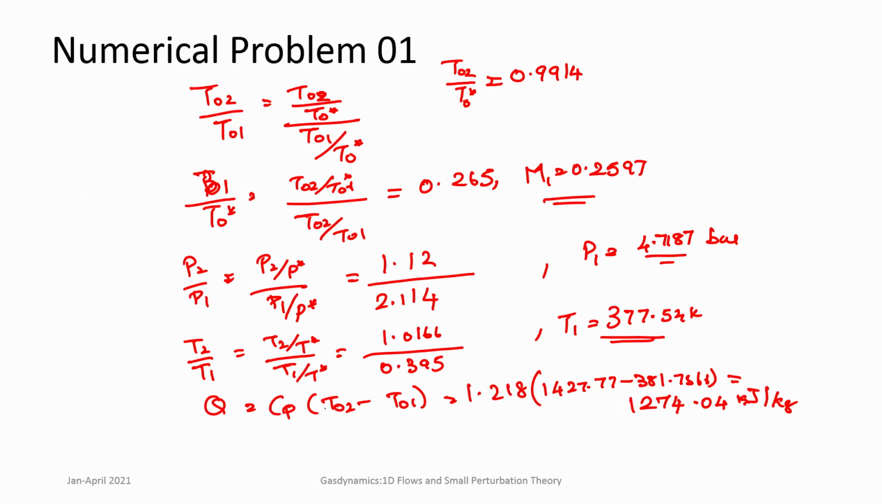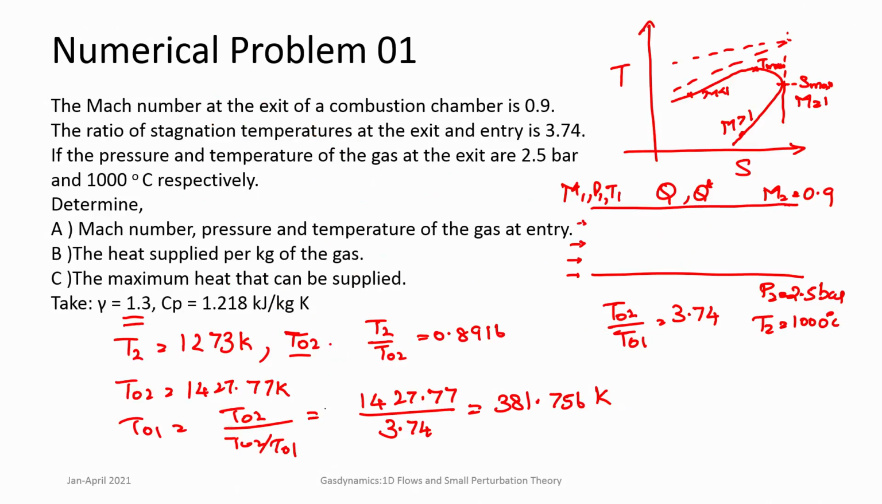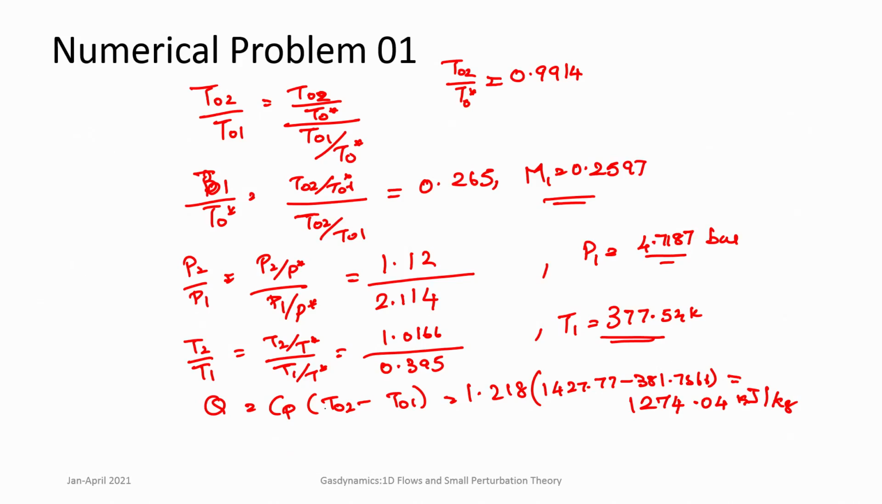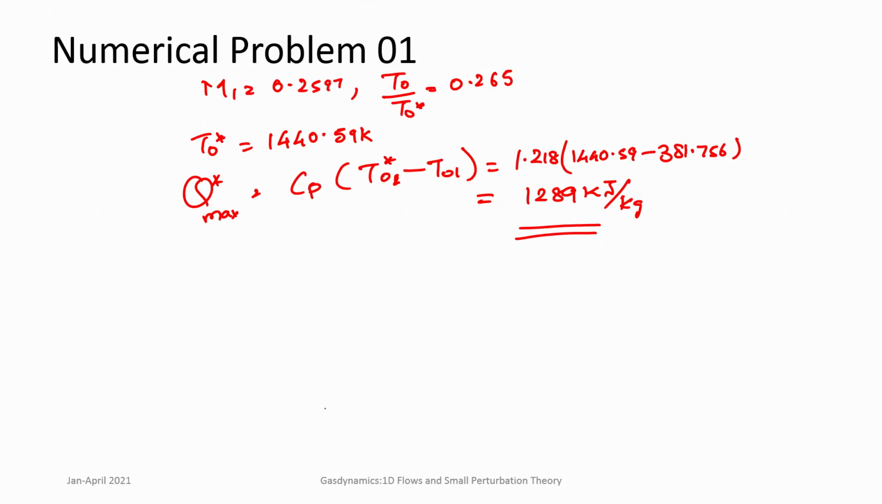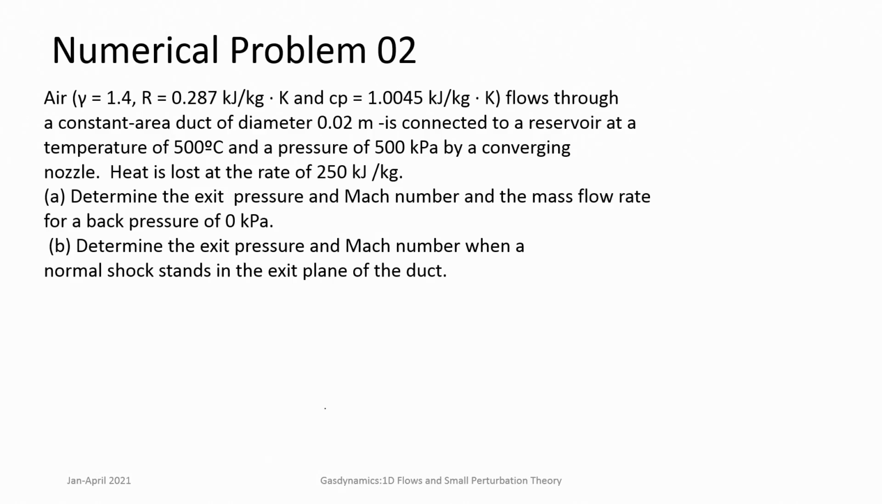It is always useful to keep this Rayleigh curve in mind when you are solving such problems, and look at the charts, look at corresponding values of T0 by T0 star, P0 by P0 star. The idea is that the sonic condition remains a reference point. Okay. So, now we go to the second numerical.